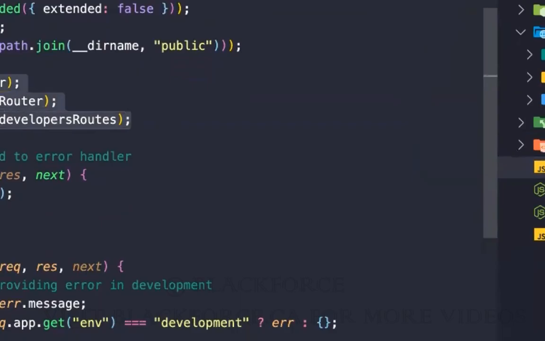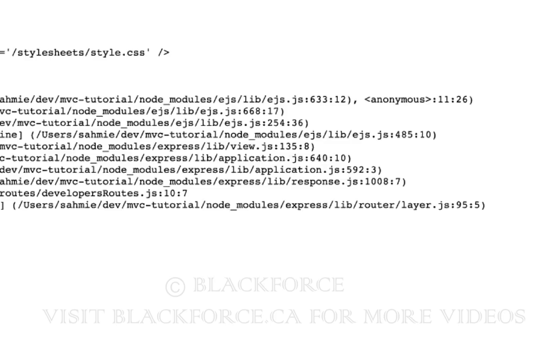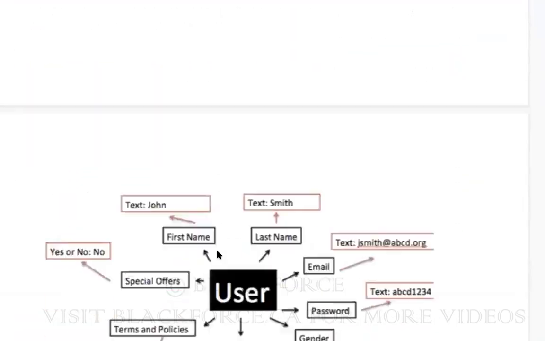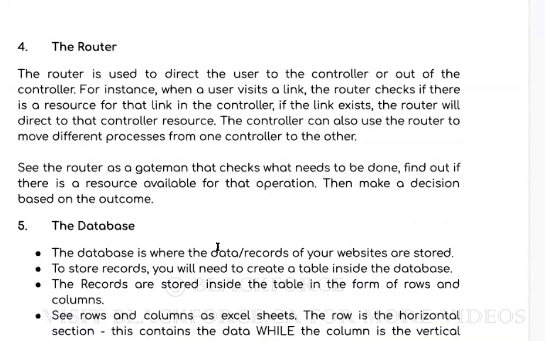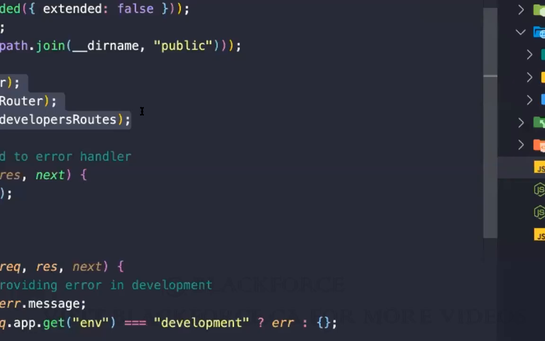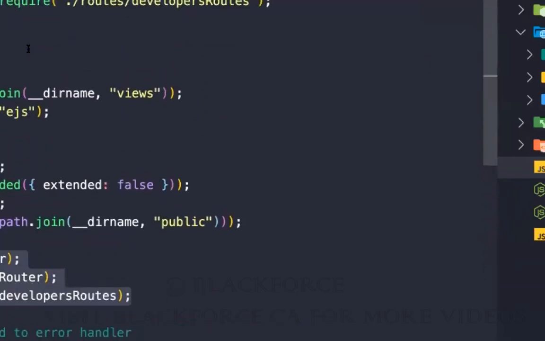routing system, okay? So again, the router connects the front end and the back end. So I think there's a little explanation, so I'm also going to share this. The router is used to direct the user to the controller or out of the controller, right? So when a user visits a link, the router checks if there is a resource for that link in the controller. This is where all our routes are declared. Again, we can do this in a different way, but I won't even try to edit any of the structure here, so everyone can generate express and have it the same way, right?